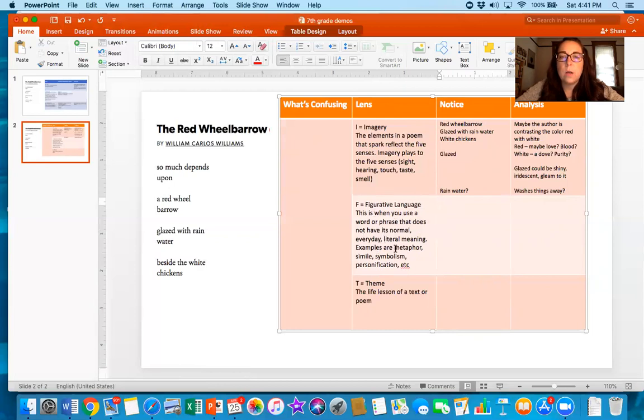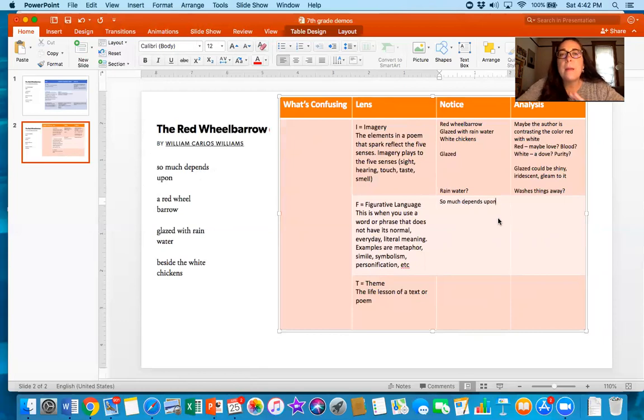Figurative language is when a word or phrase does not have its normal everyday literal meaning. So examples are metaphor, simile, symbolism, personification. Hyperbole is another one. And I would say hyperbole was honestly a stretch for me to even see, but one of the other ELA teachers mentioned this line, "so much depends upon."